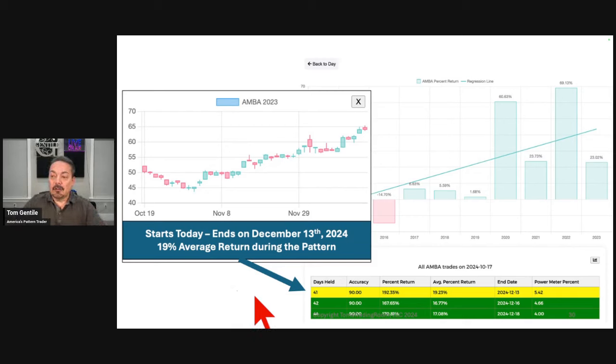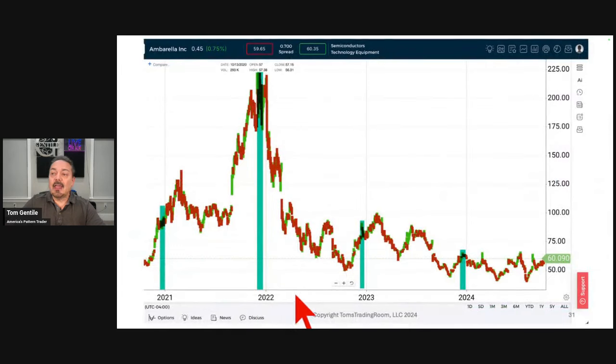So that's AMBA. This is AMBA stock price recently, trading right around $60. And you can see this stock went all the way up into the 200s and it's fallen apart. But during every pattern that happens between now and the middle of December, it's gone up 9 of the last 10 years. So here we are. We're near the top of the 1-year range.